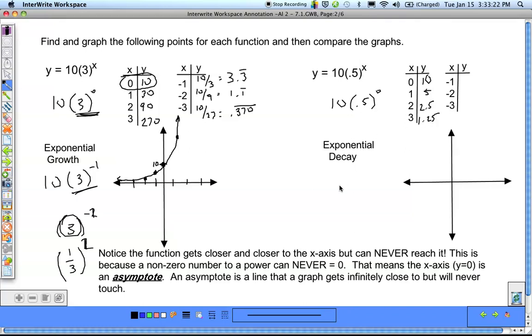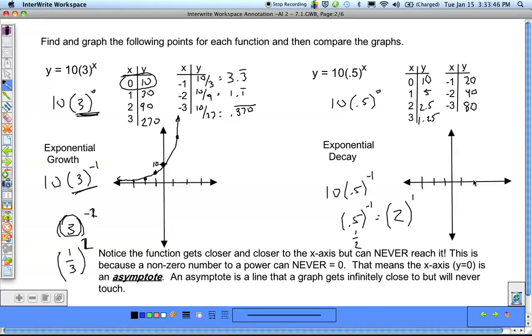We do the same thing for the negative 1. 10 times 0.5 raised to the negative first. So here's where we have to do the reciprocal of 0.5, which if you think 0.5 is really 1/2 to begin with, the reciprocal of that is going to be 2. So it's going to be 2 to the positive first, which is 2 times 10. So it's going to be 20, then 40, and then 80 when we plug the rest of those in.